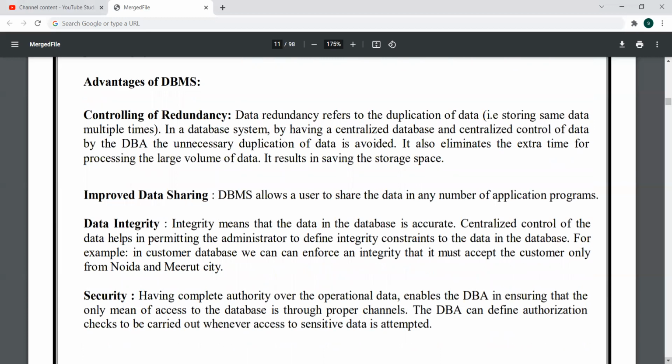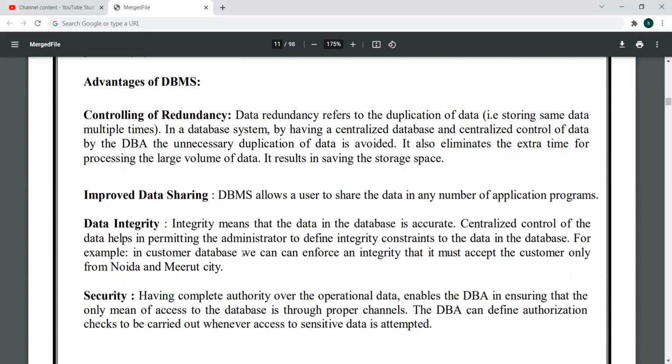Data redundancy refers to duplication of data, that is, storing the same data multiple times. In a database system, by having a centralized database and centralized control of data by the DBA, the unnecessary duplication of data is avoided. Controlling redundancy also eliminates the extra time for processing large volumes of data, and it results in saving storage space. Improved data sharing: DBMS allows users to share the data among a number of application programs.